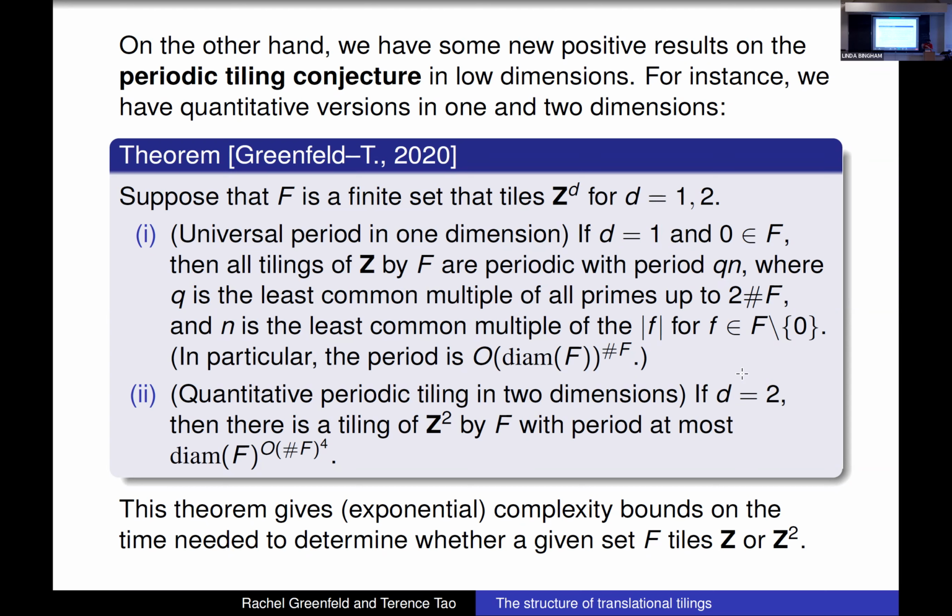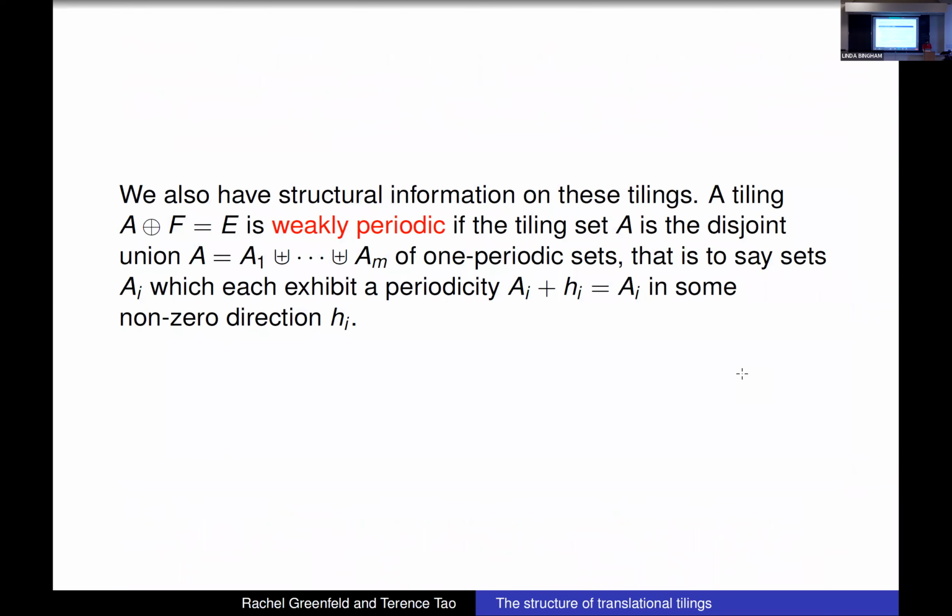So not only is the tiling problem decidable in 2 dimensions, but we now actually have a complexity bound on how long it would take to verify that it is a tiling or not. Unfortunately, it's exponential time, but it's still quantitative. We also know a bit more.